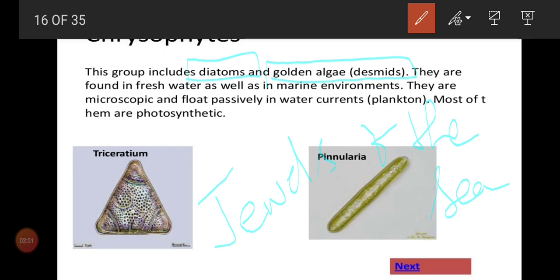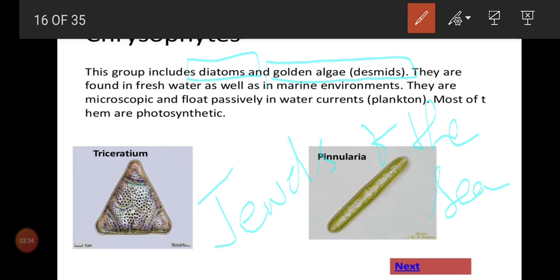Now look at these two structures. These two are examples again of chrysophytes. Triceratium and Phenolaria, both also have very beautiful color, like golden color. Even Triceratium is a type of diatom only. In your level, remembering diatom is more than enough. Now look at the triangular diatom. It will be beautiful yellow in color and also golden mixed color.